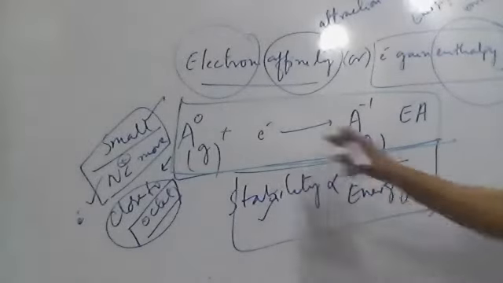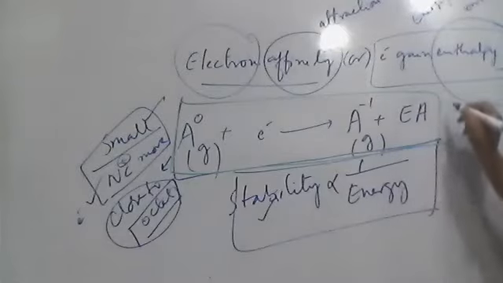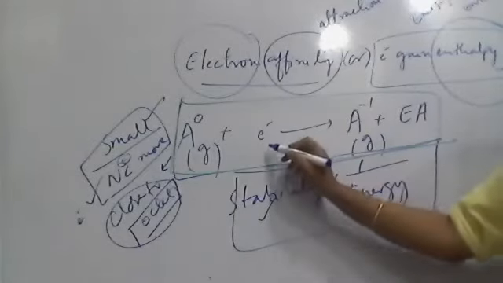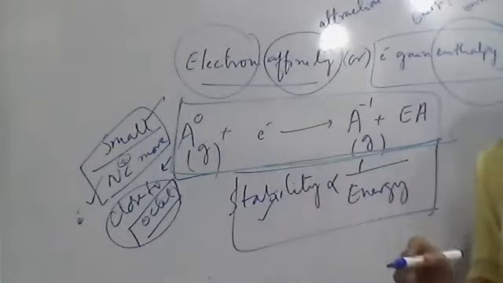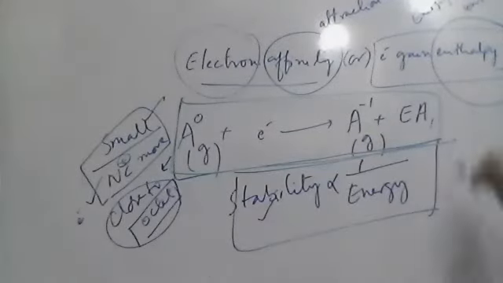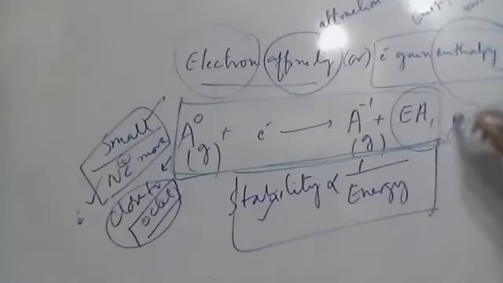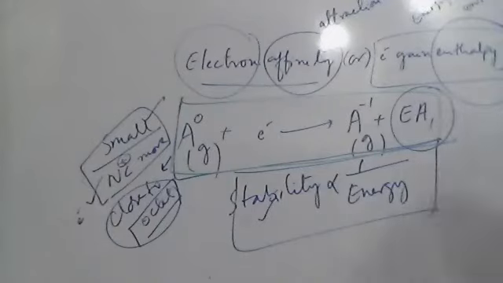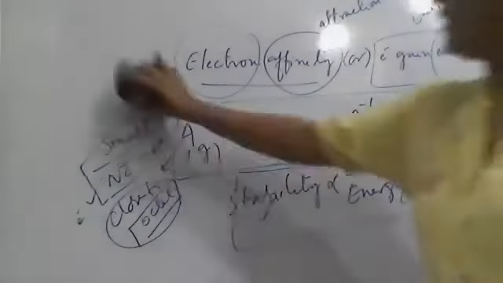Here, as I'm writing the equation, we have to write it as it is, EA. The first time you add one electron to the neutral atom, the energy change is called the first electron affinity. So in books, what do we learn?